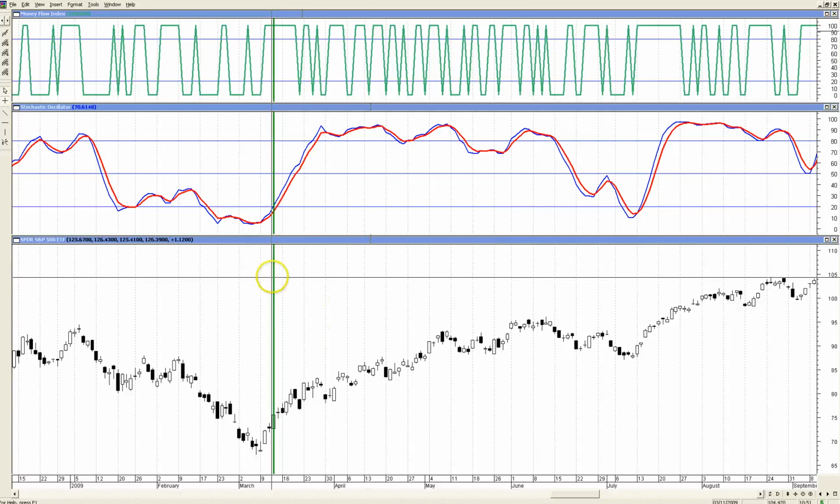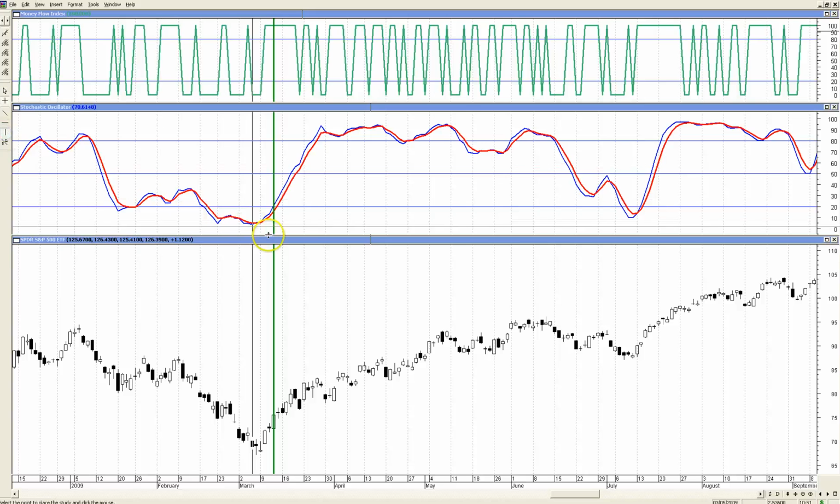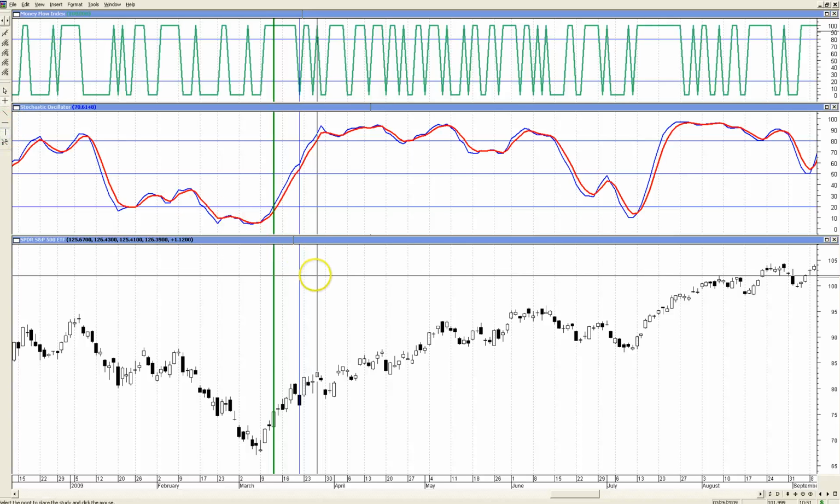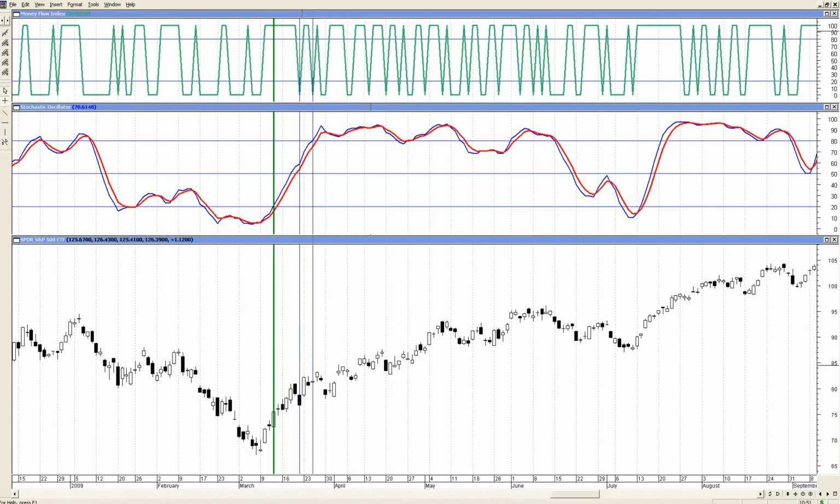Here's the beginning of a trend right here. So we would look for pullbacks to enter. So right there is a buy. Look at that. Right there is a buy. Right there. Look at that one. Oh, that one didn't do so good. Kind of got a gap down there.